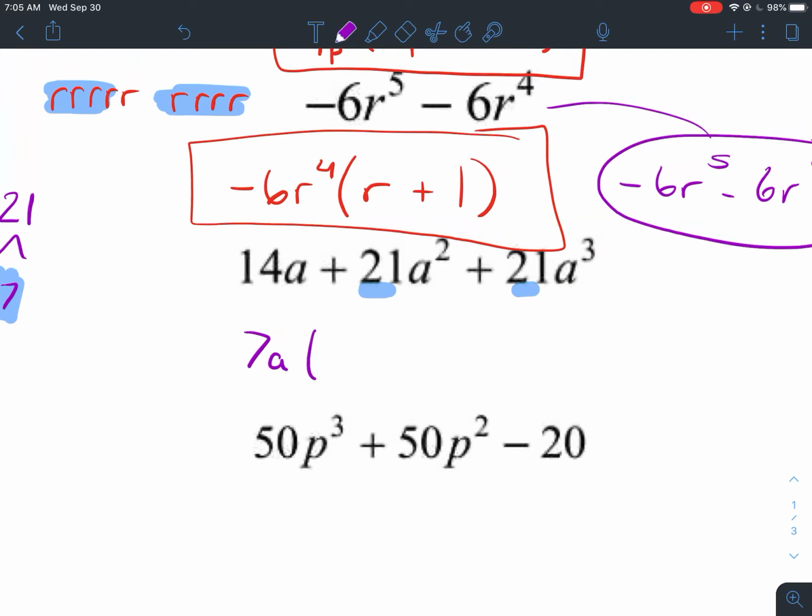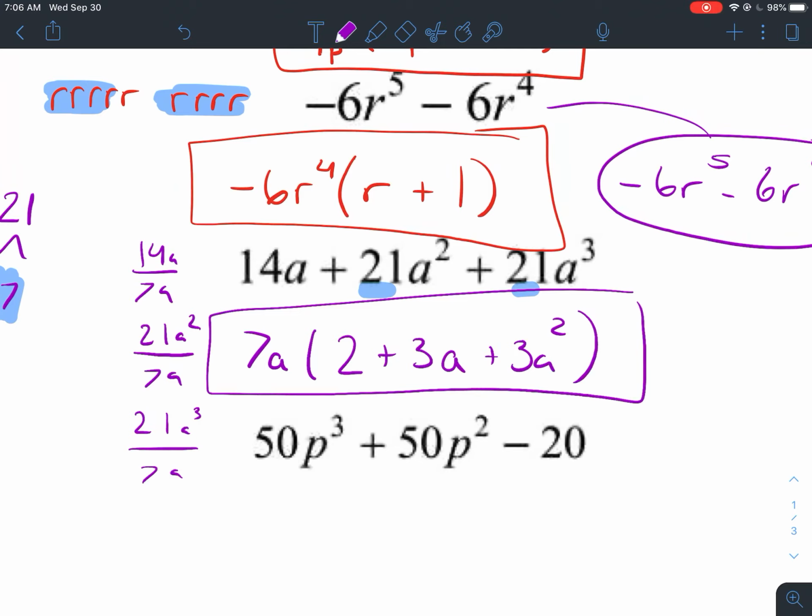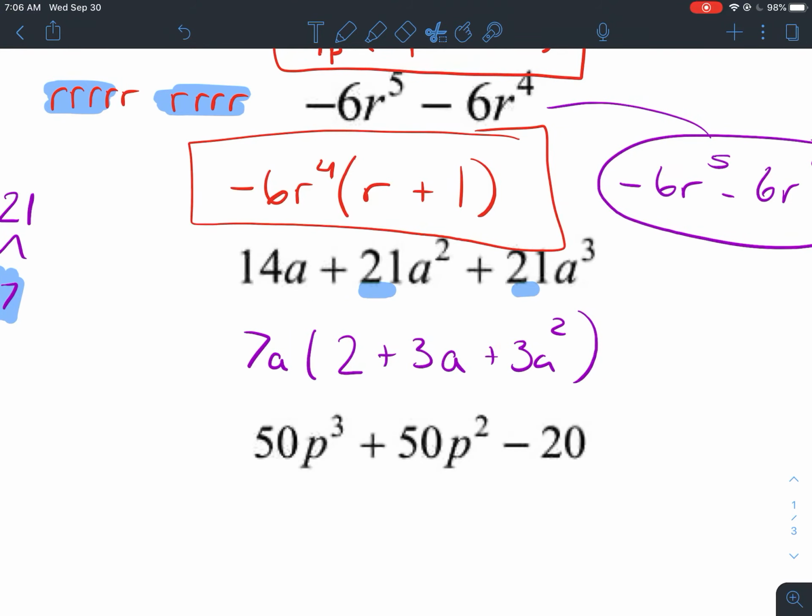Then I need to get the rest of my term there. So I'm going to do 14A divided by 7A. I get a 2. 21A squared divided by 7A. I get 3A. Then I'm going to do 21A cubed divided by 7A. I get 3A squared. And this would be my answer there. Again, you can check all of these by distributing. You shouldn't get any of these wrong, right?